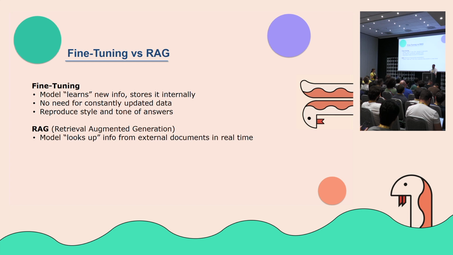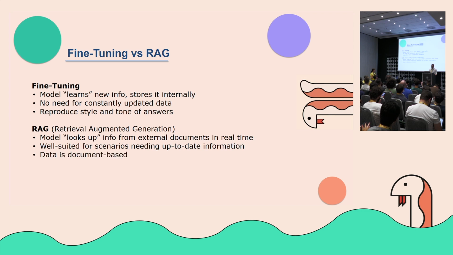So probably I will answer this question by reading this line again. It is well suited for scenarios that need up-to-date information. So in scenarios in which data changes frequently, and also the end user needs to have up-to-date information. And most of the time, the data used is document-based. So in my opinion, if you have a use case that needs up-to-date information, probably RAG is the best solution.